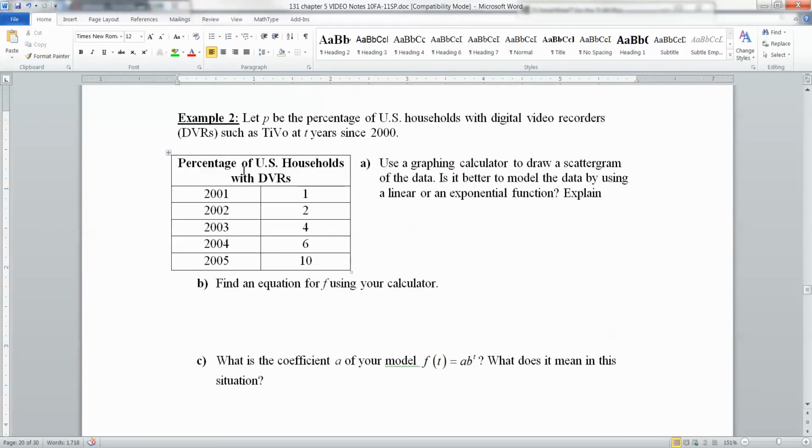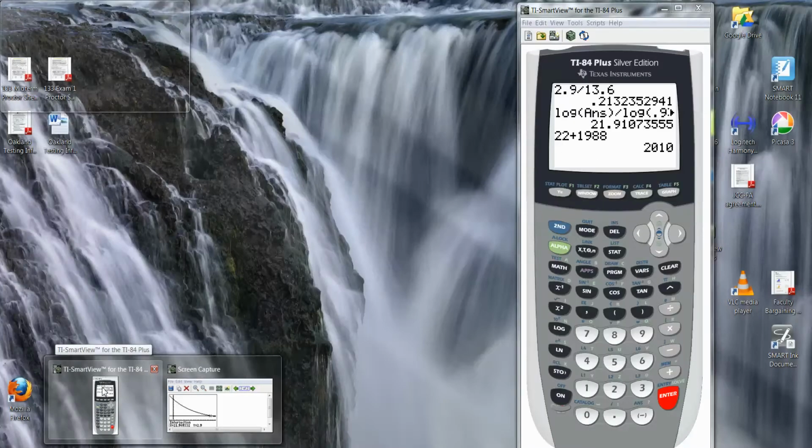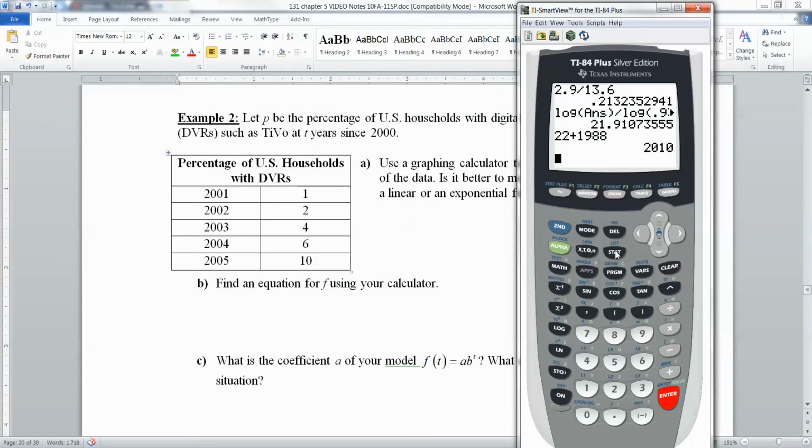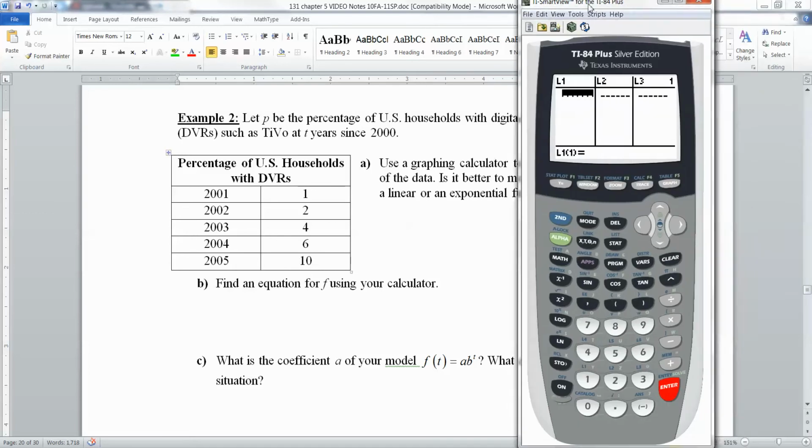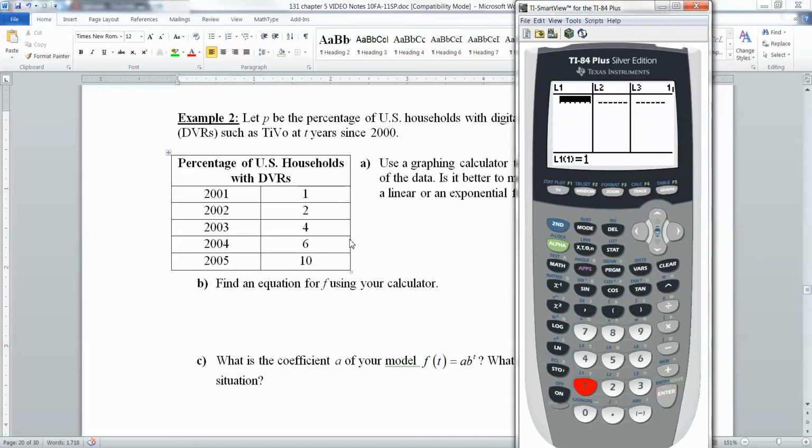So let P be the percentage of U.S. households with digital video recorders, DVRs, such as TiVo, at T years since 2000. So this is the percentage of U.S. households with DVRs. So what we're going to have to do is grab a calculator and see stat, edit, and let's see, clear out the olds. We don't need that anymore. Go over here, up and clear. All right, I'm going to type in the new, but remember this is years since 2000. So that's actually 1, 2, 3, 4, 5. And then over here, 1, 2, 4, 6, 10.